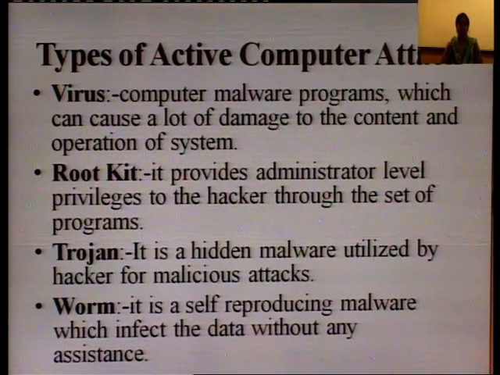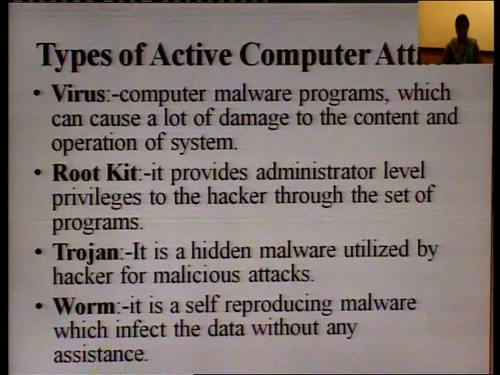The last is the worm. A worm is a self-reproducing malware which infects the data without any assistance. It does not need any assistance. What the worm does is replicate itself whenever you click on a file which is infected by the worm. It replicates itself whenever you use this file, and in this way it utilizes your memory. It damages the speed of the computer as well.